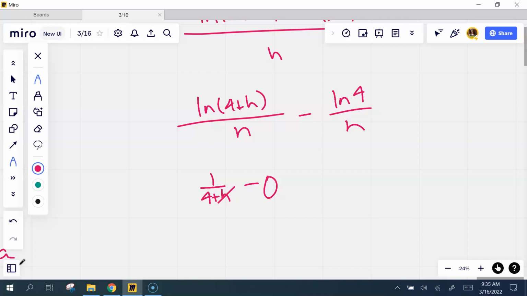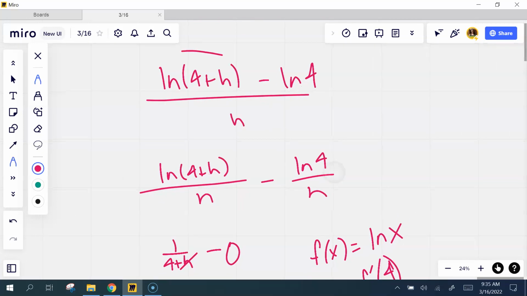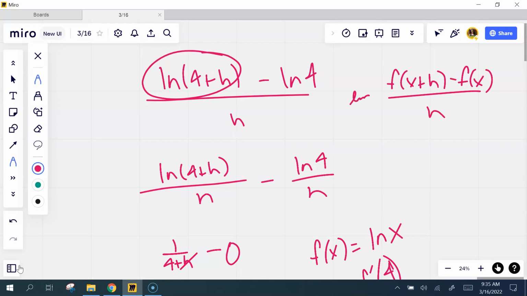If you did not do that, you could have recognized here that f of x is log of x, and you are asked to find f prime of 4. Because remember, it's f of x plus h minus f of x over h, and this is the limit as h approaches 0.